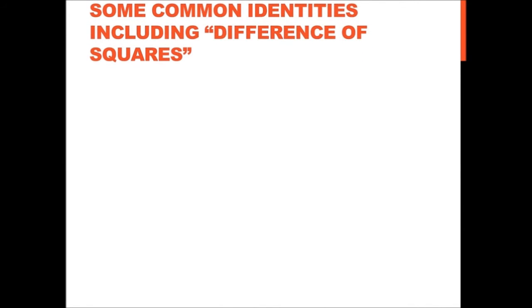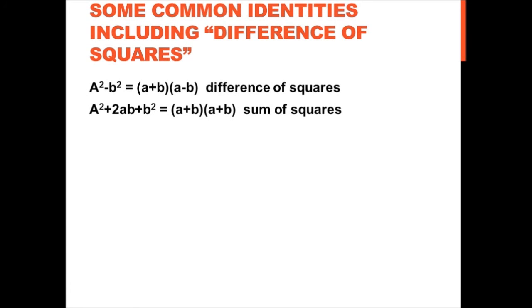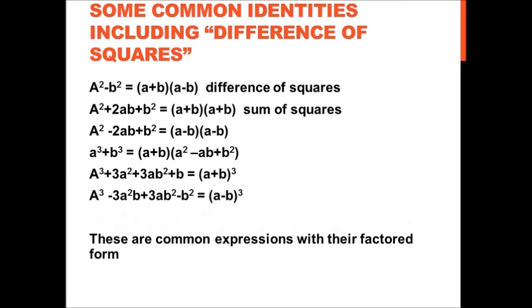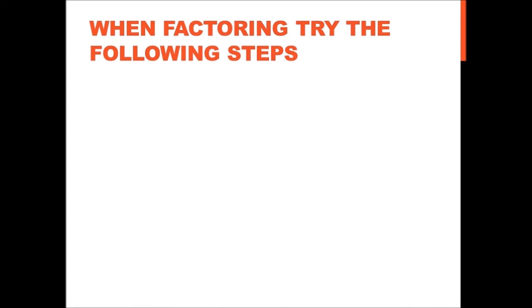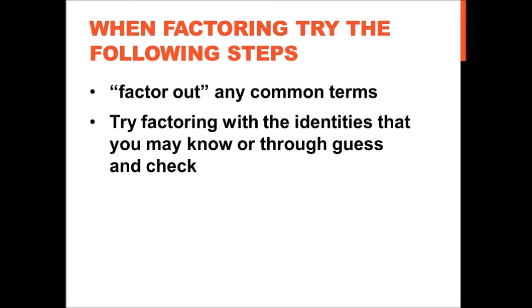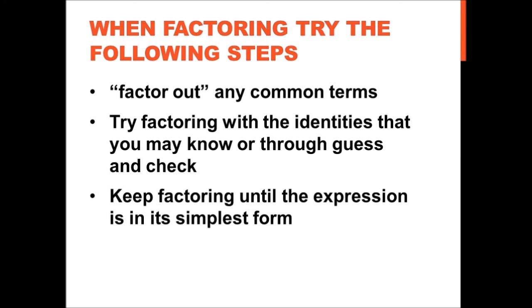Some common identities, including difference of squares, are sum of squares and many variations of trinomials. These are common expressions with their factored form. When factoring, try the following steps. Step 1. Factor out any common terms. Try factoring with the identities that you may know or through guess and check. Keep factoring until the expression is in its simplest form.